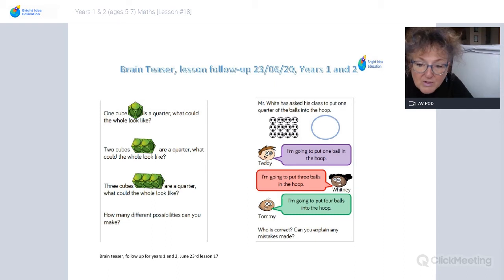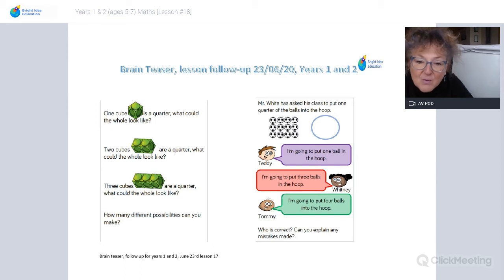What is 1 quarter of those balls? Count them up. Divide by 4. Whitney is coming through as a strong contender to be correct.